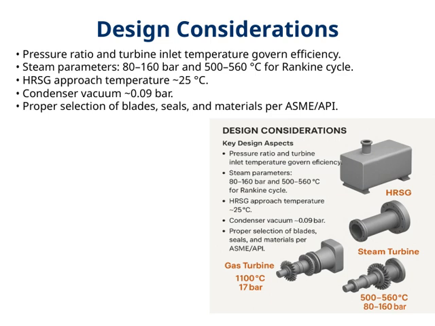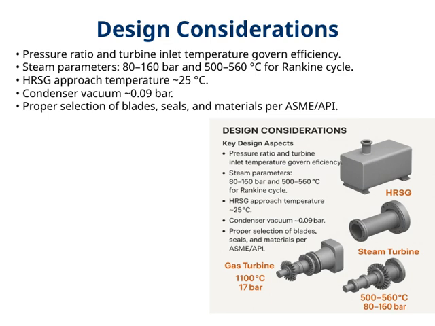When it comes to steam parameters in a Rankine cycle, we're typically looking at pressures between 80 and 160 bar, and temperatures ranging from 500 to 560 degrees Celsius. These ranges are chosen to maximize efficiency while maintaining operational safety and equipment durability.